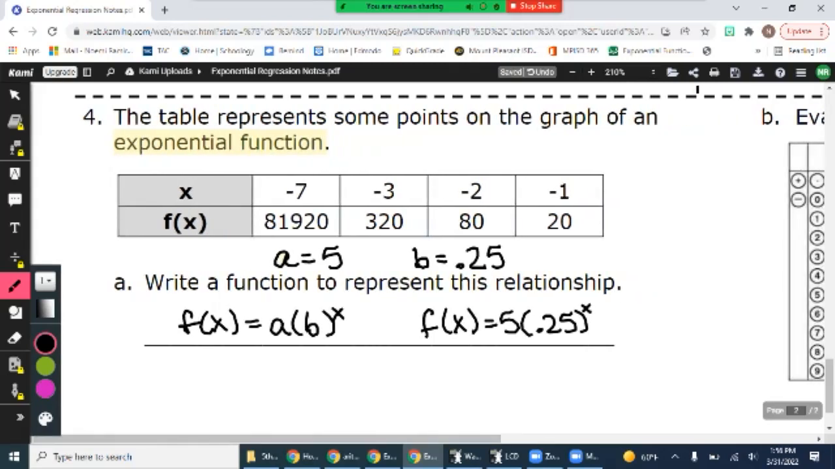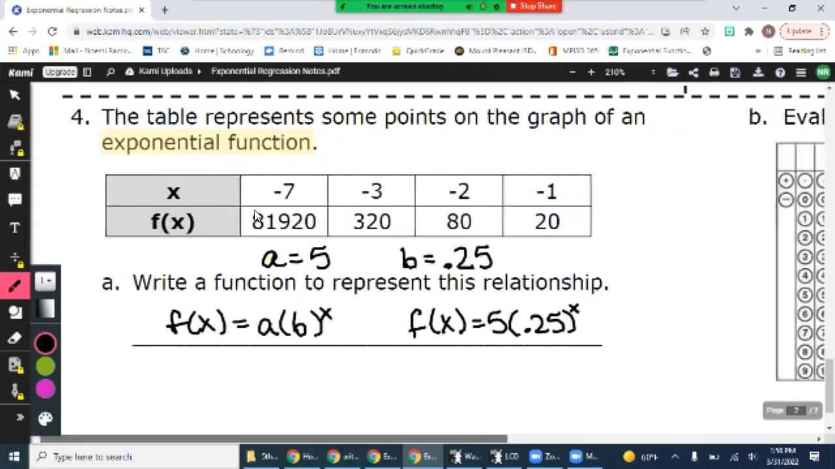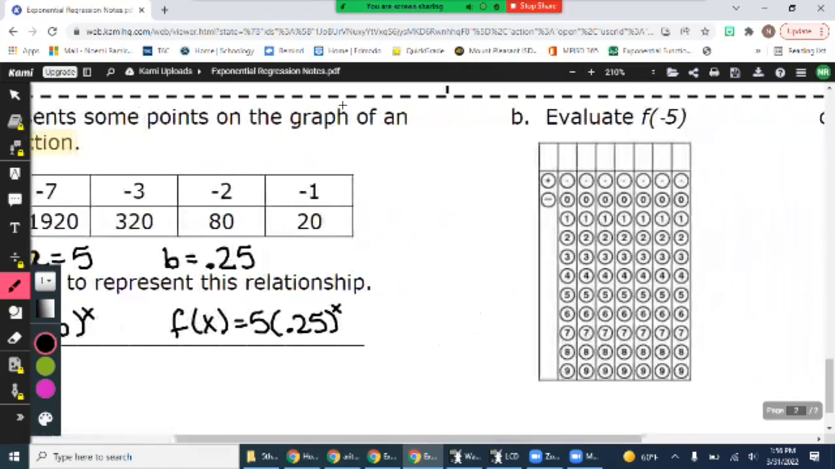B and C, the word evaluate. Evaluate is once again another form of asking for the Y value. You're given f of -5. The -5 is in the same spot as X. So the question would be, what is my Y value? Go ahead and find that number.